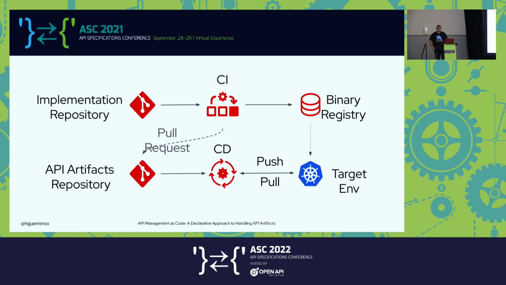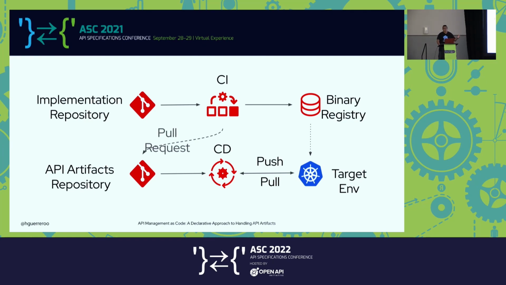Now, when we talk about artifacts and APIs in general, we start to see these two lane flows. The first one is the deployment and the GitOps part of our implementation side, where we obviously have our implementation repository, with a pipeline, perhaps Jenkins or Tekton, and then we create our final binary.